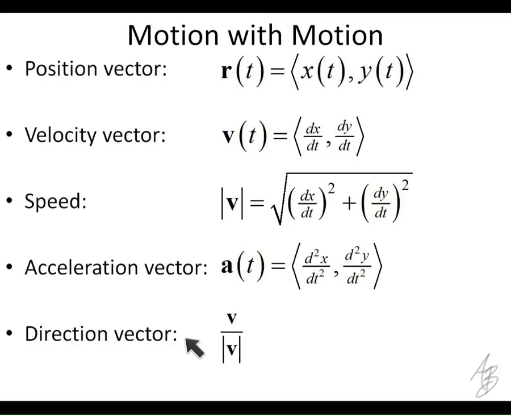And then the direction vector is going to be the vector itself divided by the magnitude of v. Now, the magnitude of v, that's just a number, right? That's not a vector. It's called a scalar. So what we're doing here is we're going to take the vector itself and divide by the length of the vector. And when you do that, you get a direction vector. So it's a vector that just tells you what direction it's going.